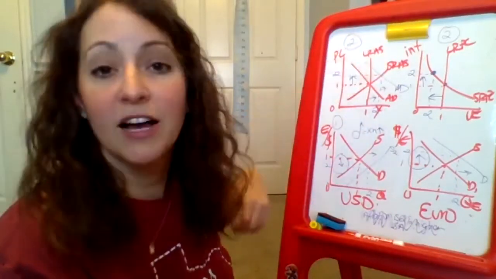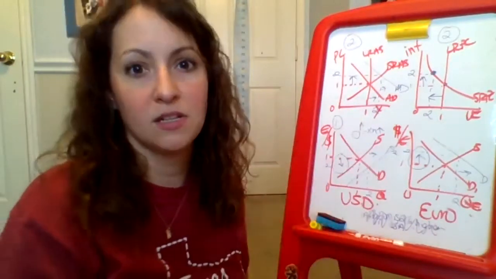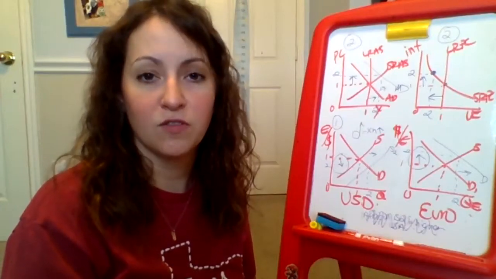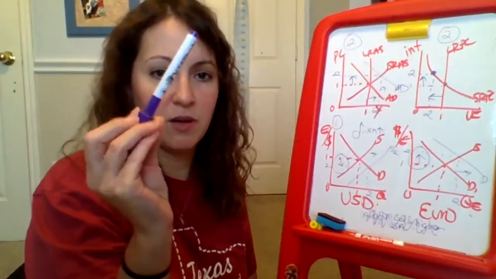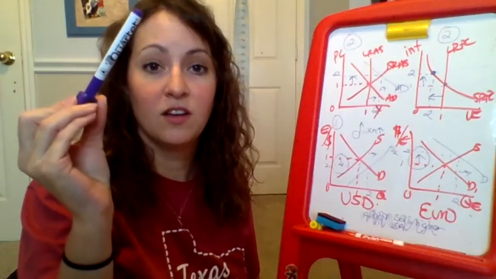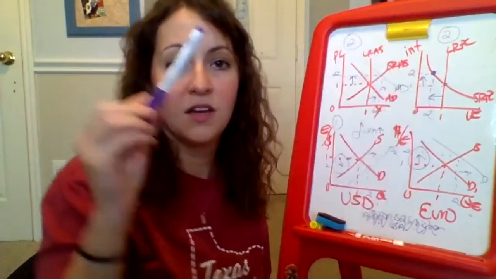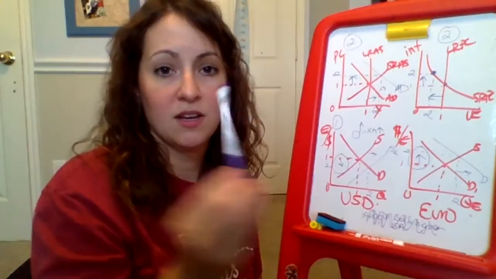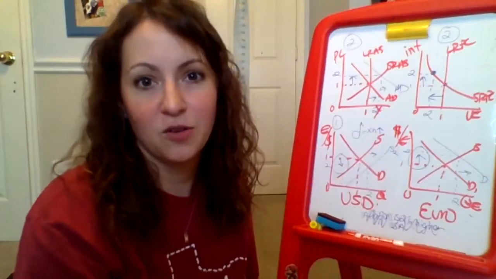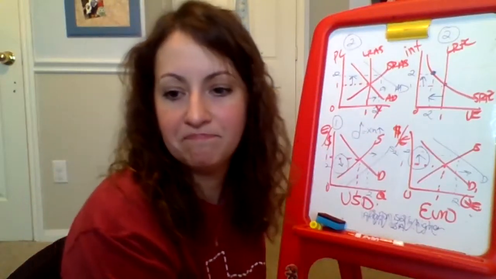And then if aggregate supply shifted, it causes an opposite shift of the Phillips curve. So if aggregate supply, here's aggregate supply. If aggregate supply shifted to the left, Phillips curve would have shifted to the right. If aggregate supply shifted to the right, Phillips curve would have shifted to the left. So it shifts in opposite directions.